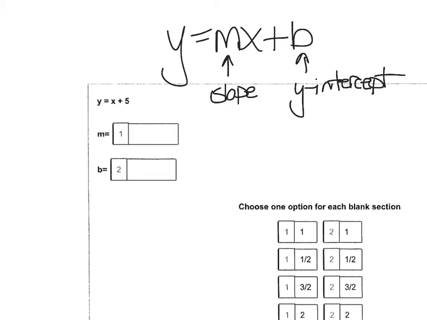M is our slope. B is the y-intercept. Okay, if they don't give you a number in front of the x, there's still one x there. They just didn't put the number 1. So on this one, our M is 1, and our B, the y-intercept, is 5.